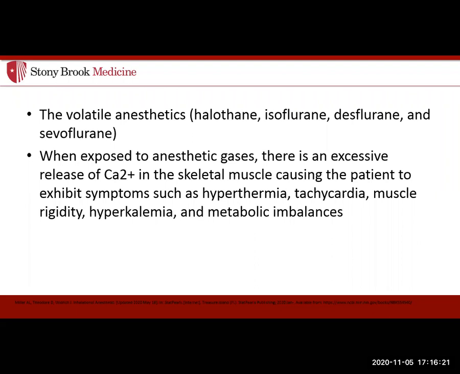So when patients are exposed to anesthetic gases, there is an excessive calcium release on its own in the skeletal muscle. So this will cause our patients to exhibit our malignant hyperthermia symptoms, which we kind of talked about previously. So they'll become hyperthermic, tachycardic, they'll have muscle rigidity, which is one of the very early and hallmark signs of MH, as well as hyperkalemia and metabolic imbalances.